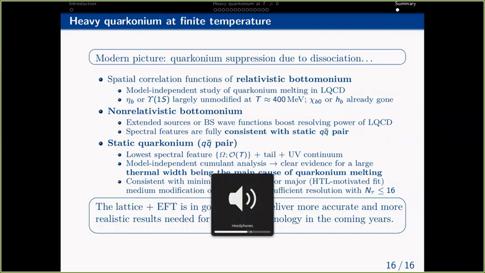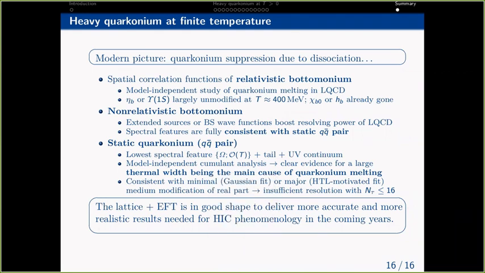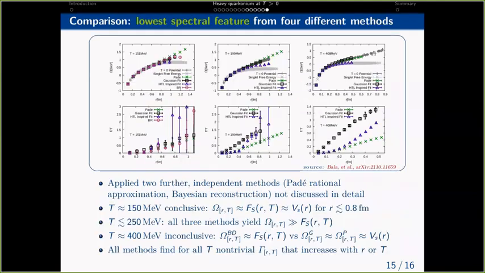Hello. Yes. Very nice talk. So the basic conclusion, if I understood correctly, is that there's almost no screening on the real part of the potential between heavy quark and anti-heavy quark, but there is a large width that corresponds to the imaginary part of the heavy quark potential. Right?